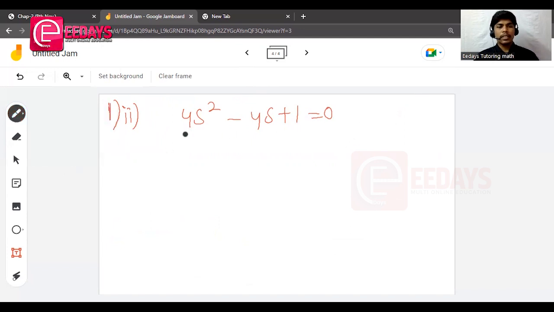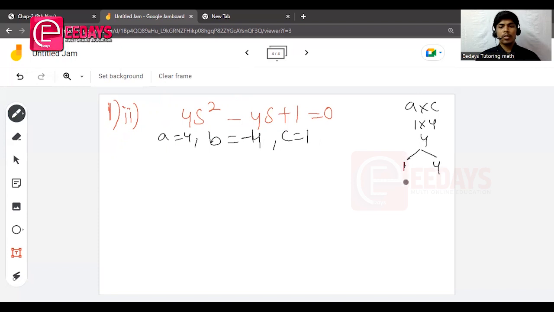Here, what is A into C? Here A is equal to 4, B is minus 4 and C is 1. A into C, that is 1 into 4, 4. Write the factors for 4: 1, 4; 2, 2; and 4, 1. These are the factors. It should be matched with the middle one.